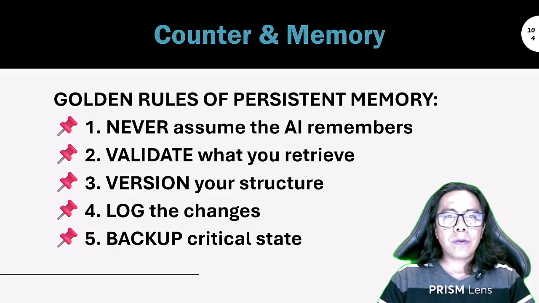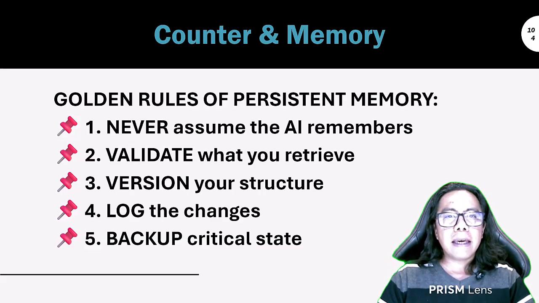Version your structure. Your system evolves. If you change user to user version 2, the artificial intelligence doesn't get confused. Use explicit versioning. Log the change. Knowing when and why the state changed is the difference between debugging for 5 minutes or 5 hours.